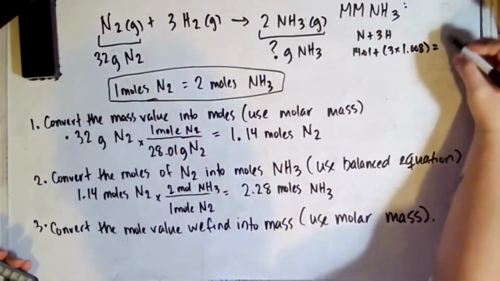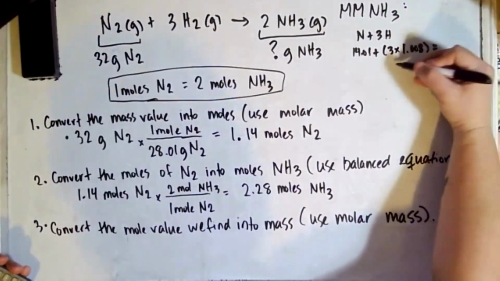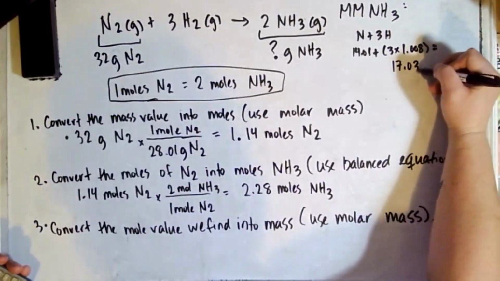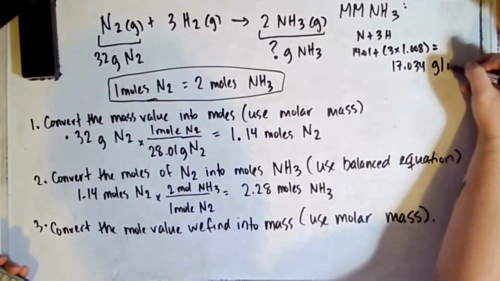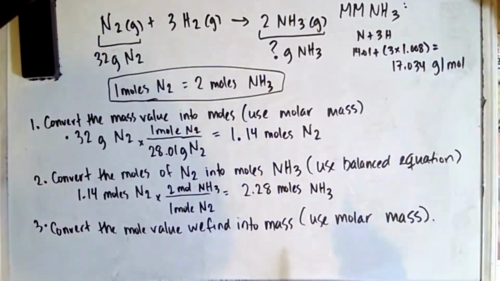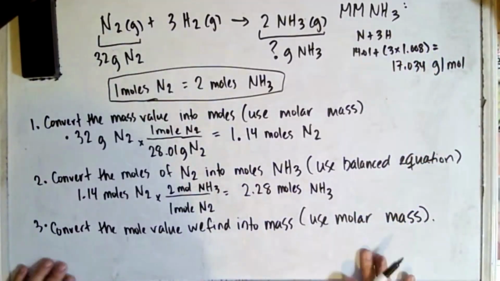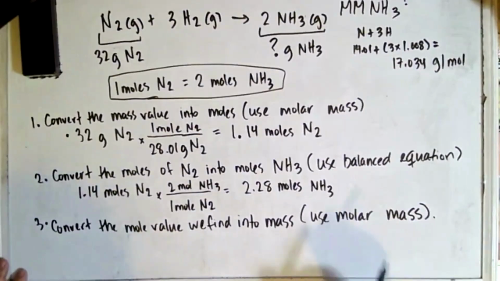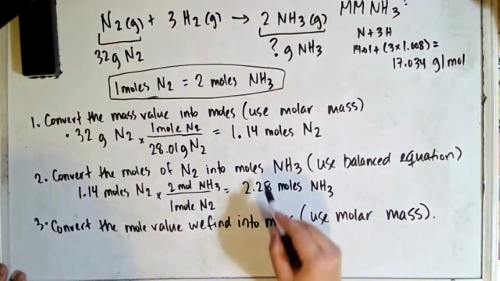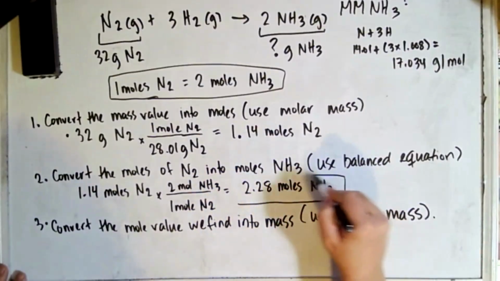And we get 17.034 grams per mole. Okay, that's going to be our molar mass for our NH3. So we'll take the moles of NH3 that we just found.